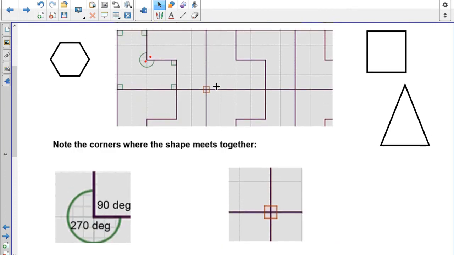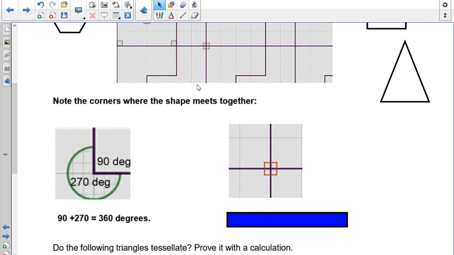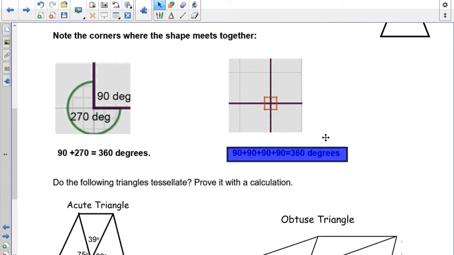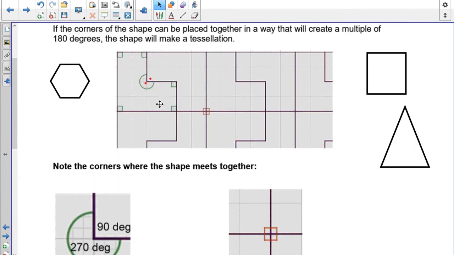If I look at this shape right here, you'll notice if I put this and this, the different ends of the hexagon together, I get 4 90s. That also makes 360. So this shape right here, because it's the way it is, it tessellates. Now the question is, do all hexagons tessellate? And no, they don't.